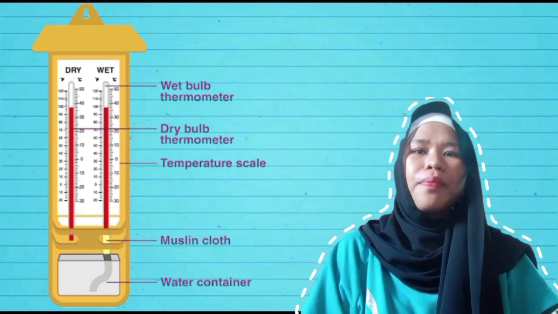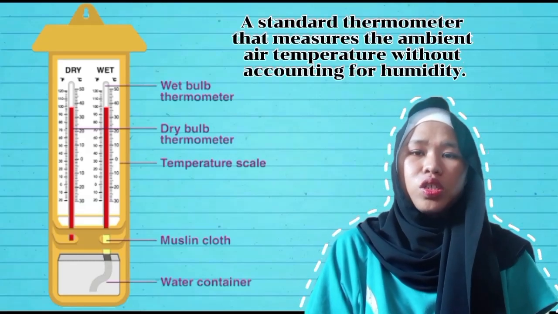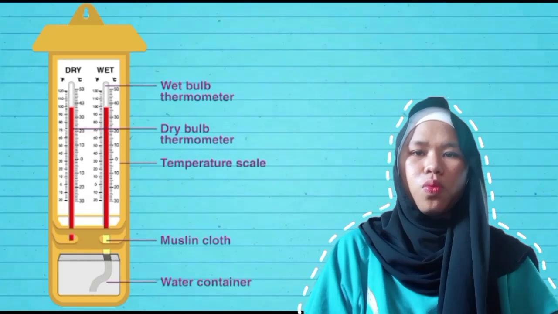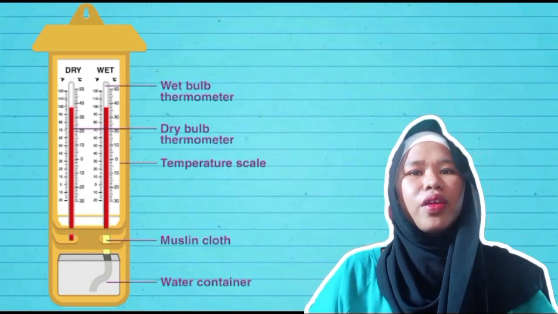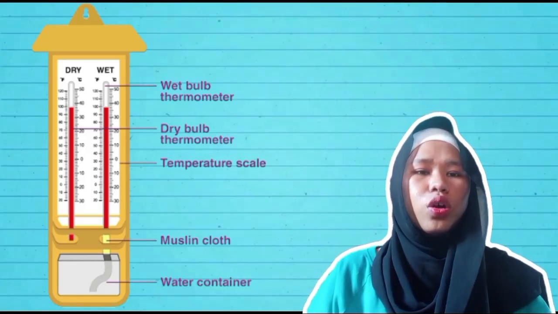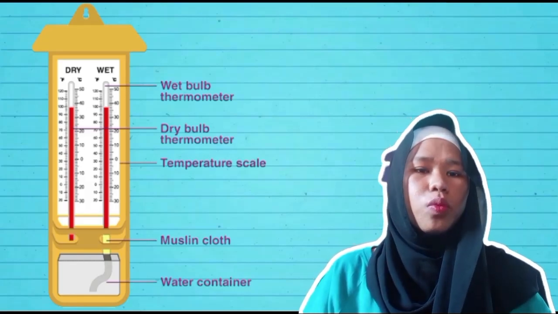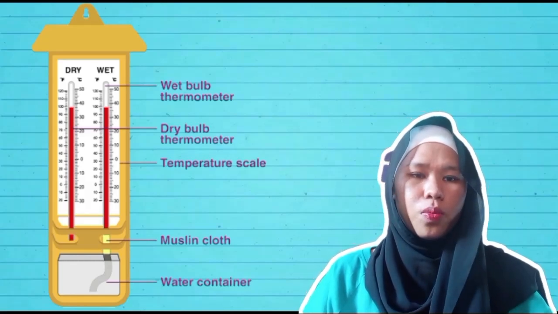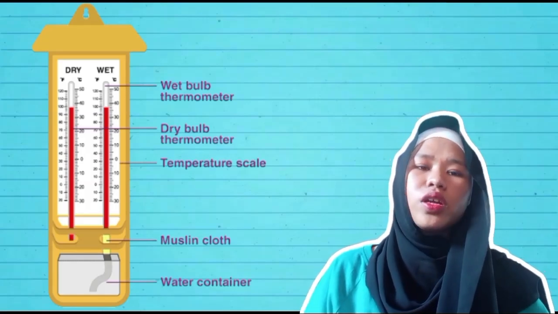So when we say dry bulb thermometer, it is a standard thermometer that measures the ambient air temperature without accounting for humidity. When we say ambient air temperature, this is the temperature of the air around you. So it's like what you see on a regular thermometer. It is the basic straightforward temperature reading.